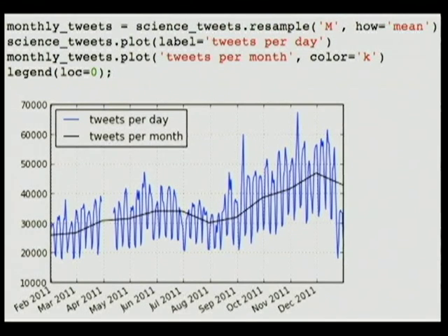Another thing that Pandas makes much easier is resampling for different time periods. Here I decide that instead of my daily frequency, I'd rather be looking at monthly frequency. So I resample by monthly frequency, saying that the way I'd like to do that is by the mean number of tweets in that month. I can choose lots of different ways of doing that in that function. I've plotted the monthly tweets in black, so you can see that smooths out all the variation, and the daily tweets in blue on the same graph.